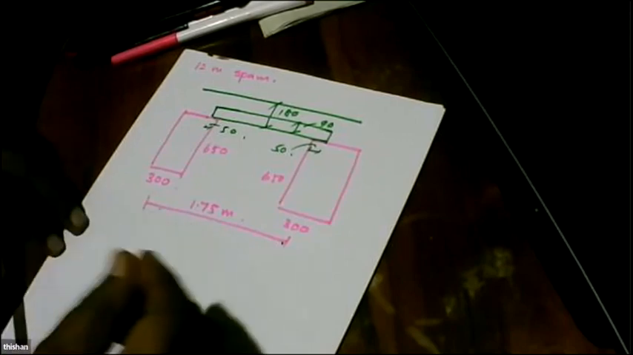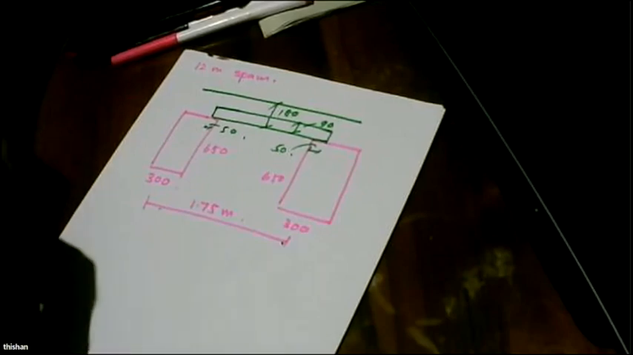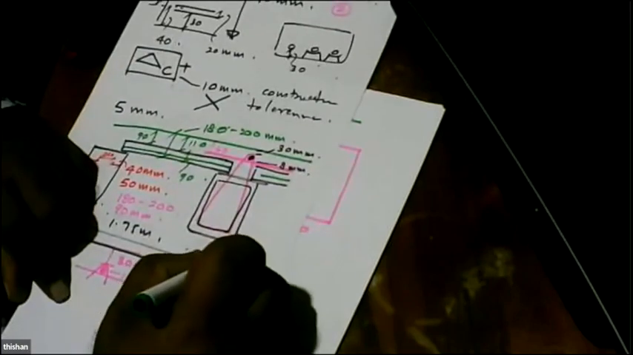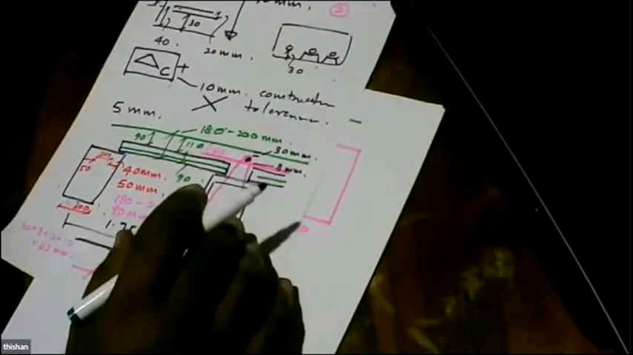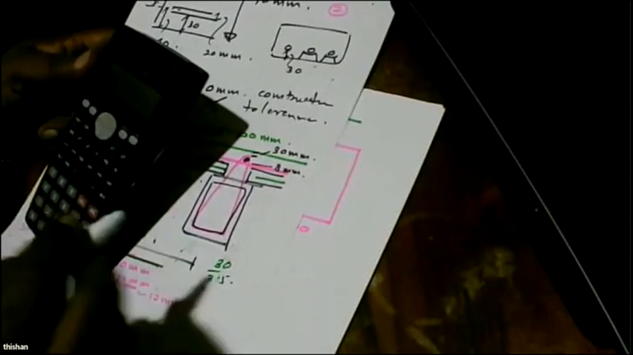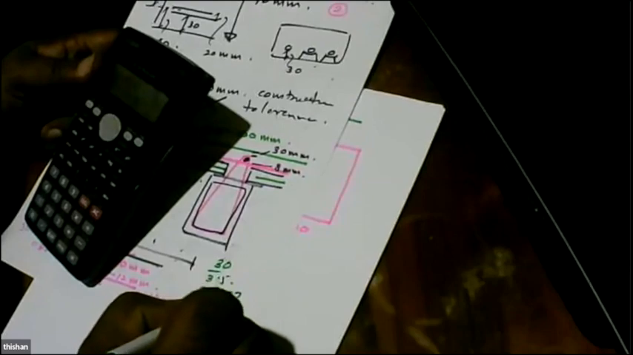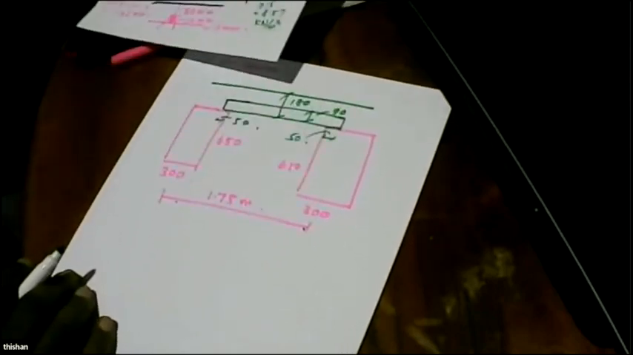And this will be loaded primarily by HA loading, right? Which means HA loading will be something like 30 divided by 3.5 equals 8.57 kilonewtons per meter square. 8.57 kilonewtons per meter.